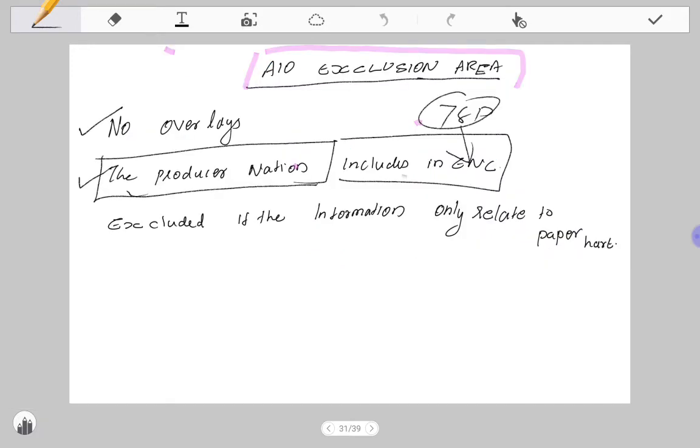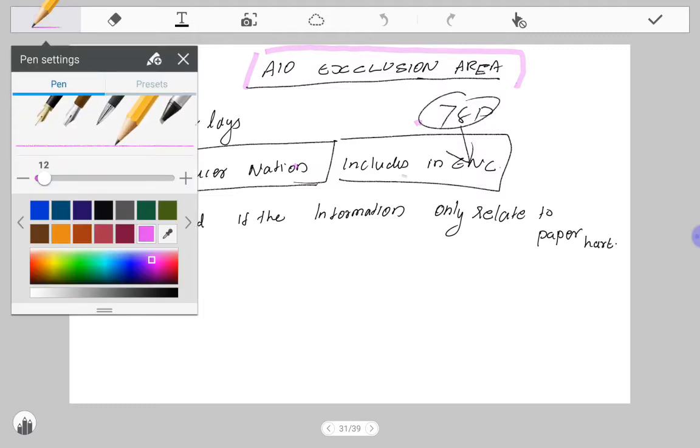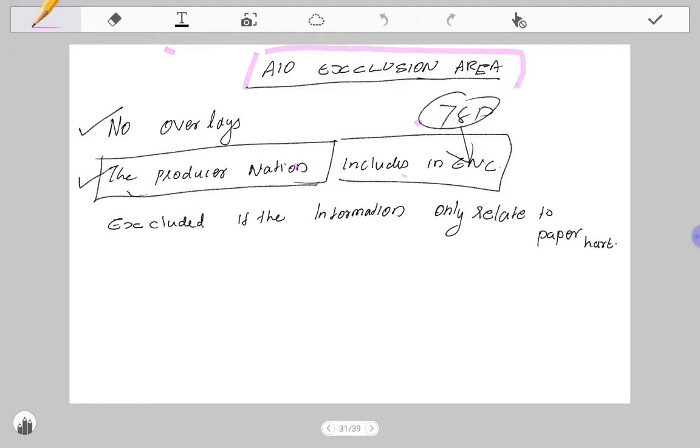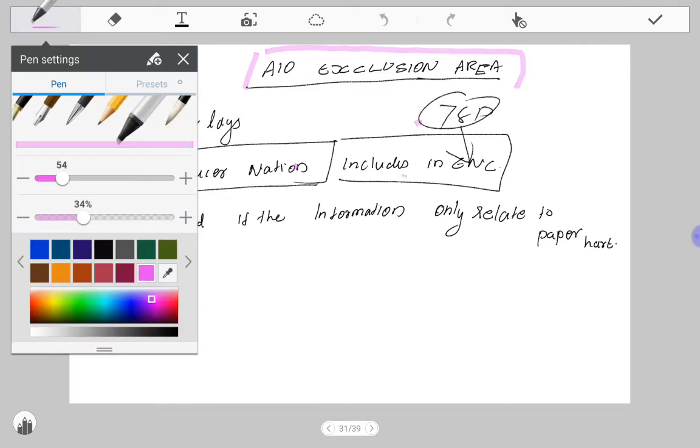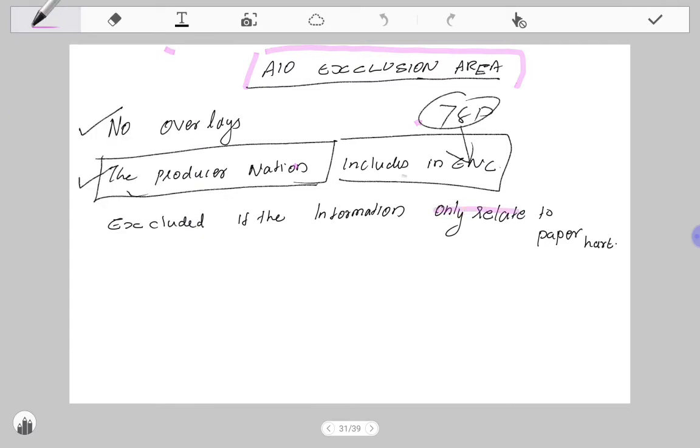And other places, there are some TNP notices which are only applicable for the paper chart. So there's no point in putting that information in the AIO layer. Those are excluded from the AIO. So there are places where AIO is excluded. Those areas are no overlay areas.